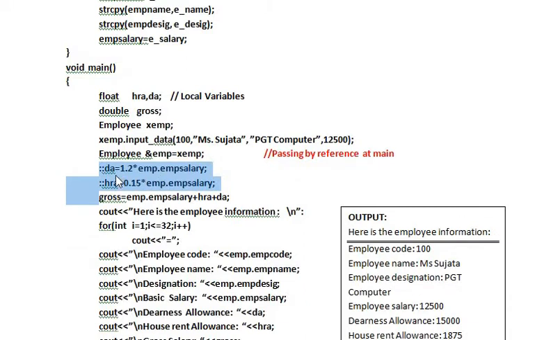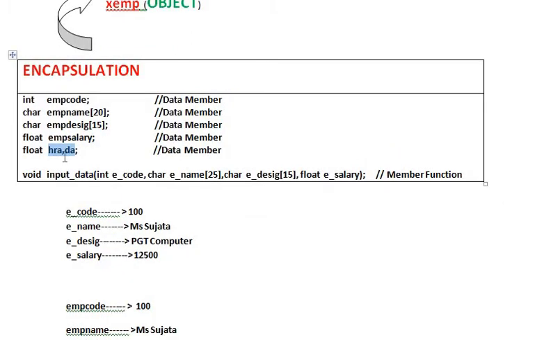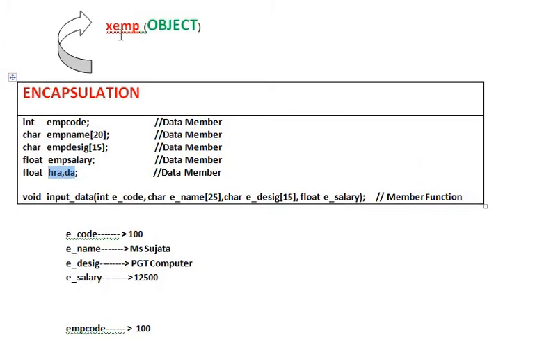But as of now, I am going to remove these two scope resolution operators from the variables DA and HRA to make these two variables local variables, because your book is pointing to these local variables only, that is these two, HRA and DA, which have been declared inside the main function as local variables. And then we can't take these global HRA and DA variables, which were bound to this object XEMP during encapsulation.